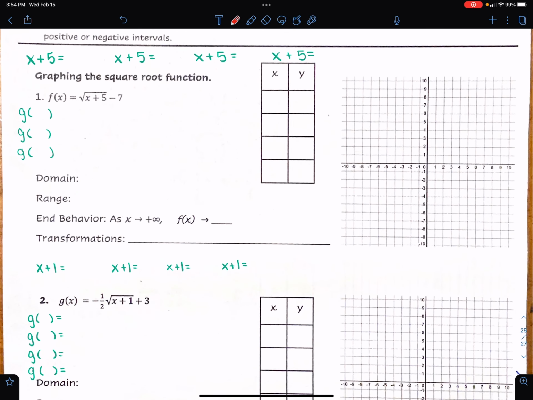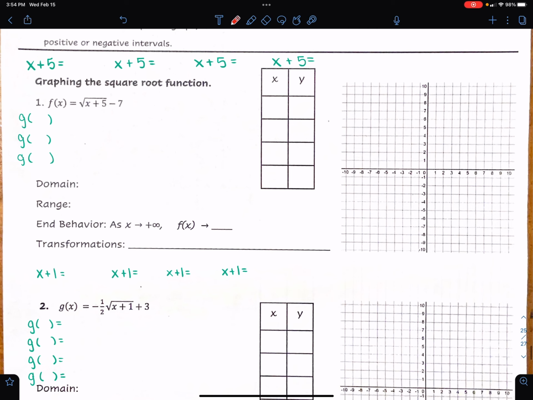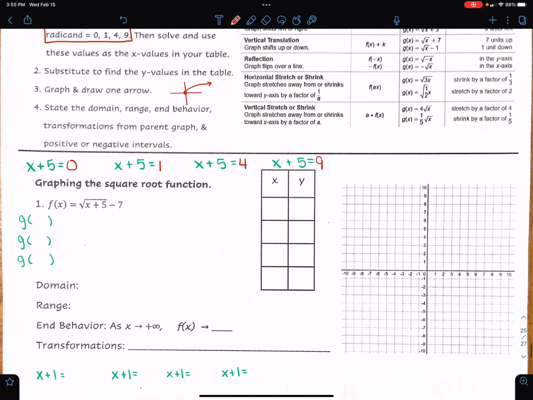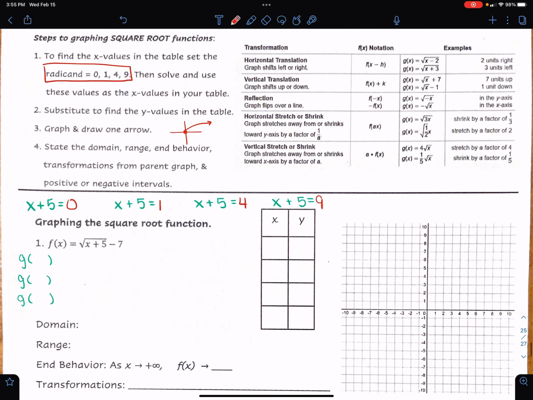So I am going to take the value that is the radicand. That means the number underneath the radical, nothing outside. So just the number underneath the radical, and I'm going to set it equal to 0. So I have x plus 5 is equal to 0. I'm also going to set it equal to 1, 4, and 9. So you may ask, where did I get those 4 values from? Those 4 values came from this box that we wrote right up here. Again, those are our perfect square values.